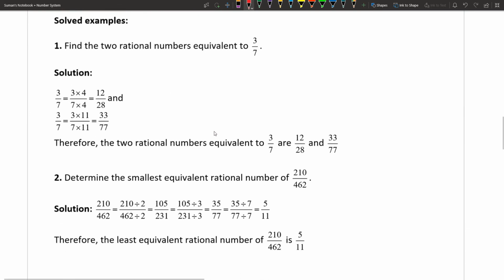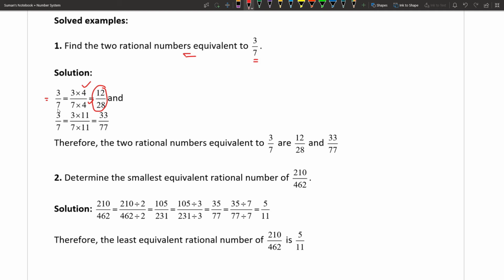Now some solved examples. Find two rational numbers equivalent to 3 by 7. Here we are using multiplication. We multiply the numerator 3 and the denominator 7 by the value 4. So we get 12 by 28, that is equivalent to 3 by 7.